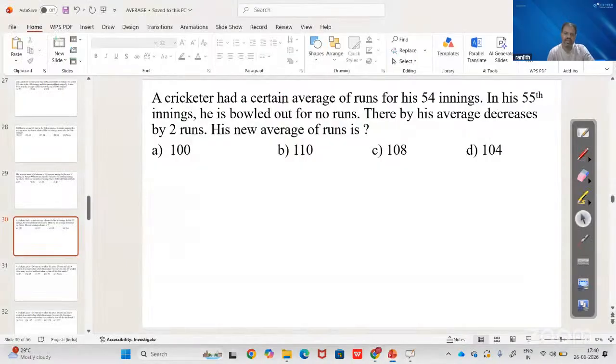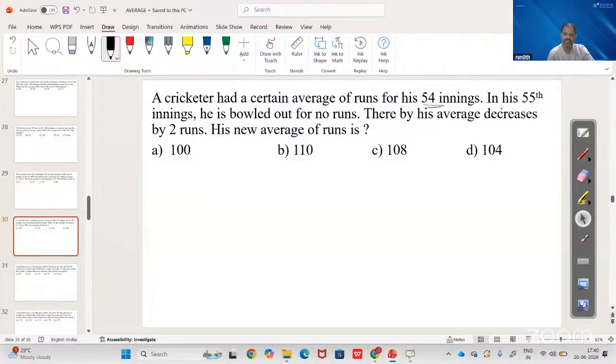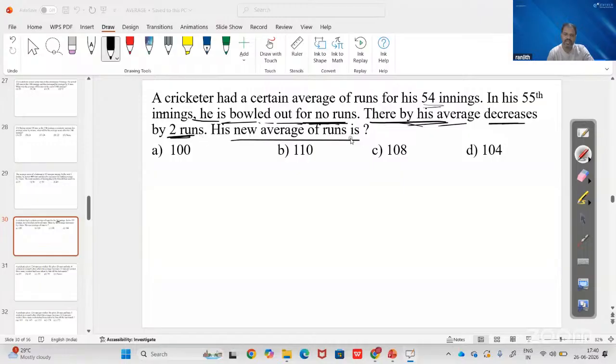A cricketer had a certain average of runs for his 54 innings. In his 55th innings, he was out for no runs. In the sense, he was out for a duck. Thereby, his average decreases by 2 runs. His new average of runs will be?